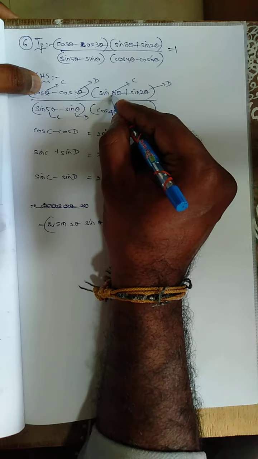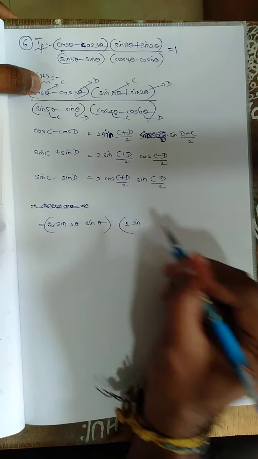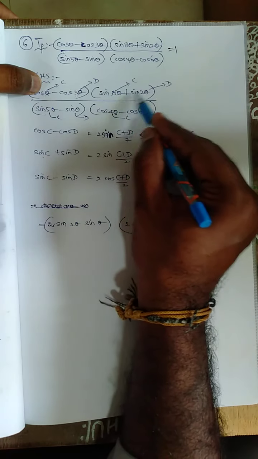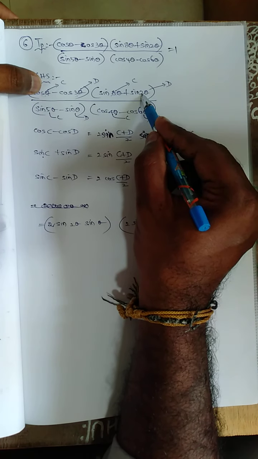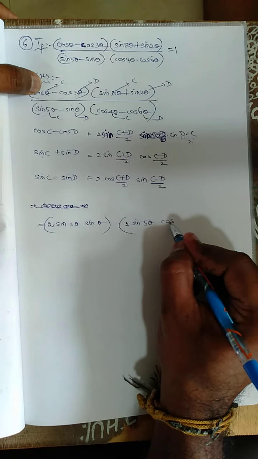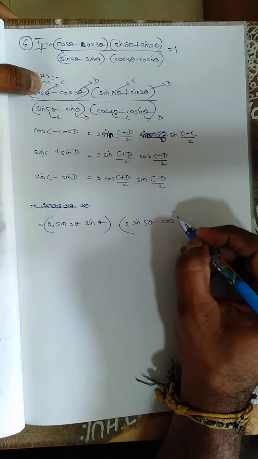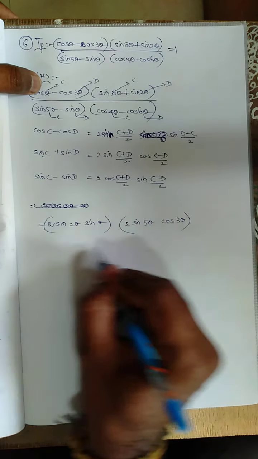Next, open the bracket: sin 8 theta plus sin 2 theta. Sin C plus sin D: 2 sin (C plus D), 8 theta plus 2 theta, 10 theta, 10 theta by 2 is nothing but 5 theta. Next, cos (C minus D): 8 theta minus 2 theta, 6 theta, 6 theta by 2 is nothing but 3 theta.